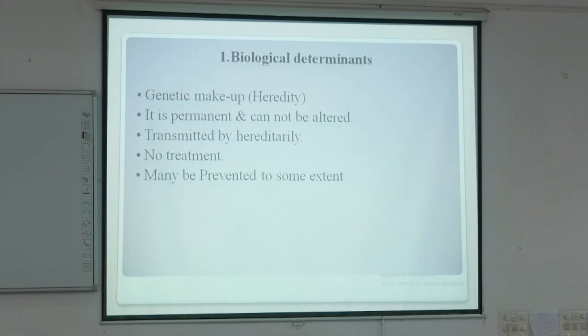হোয়াট ইজ বায়োলজিক্যাল ডিটারমিনেন্ট? অ্যাজ উই আর সেইং, it's genetic makeup. That means it comes through heredity. It is permanent and cannot be altered.